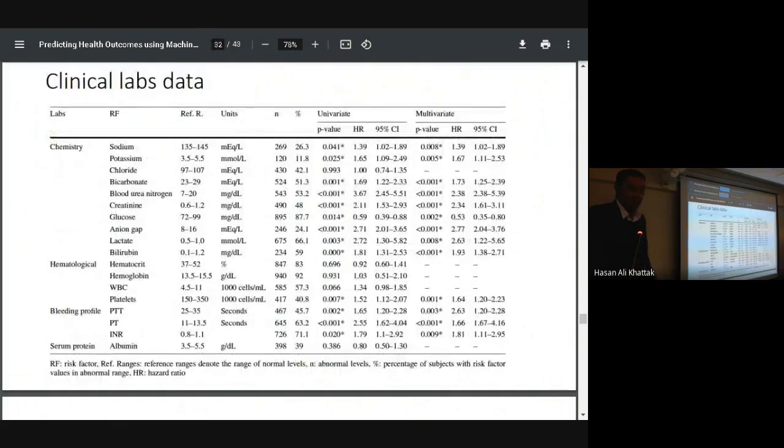Then we used some clinical labs, for example, chemistry labs like sodium, chloride, blood urea nitrogen. Then in the hematological factors, we use white blood cell and others. Then in the bleeding profile, and then the serum protein, the list is long. So in the paper, I will mention it for you to read. You can find all the variables and see the reasons why we have selected all these.